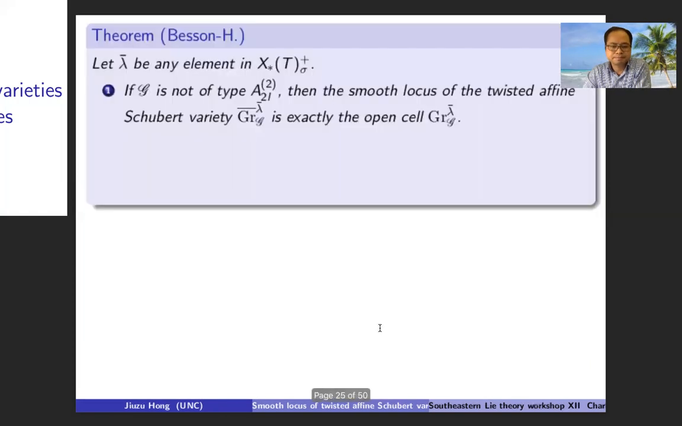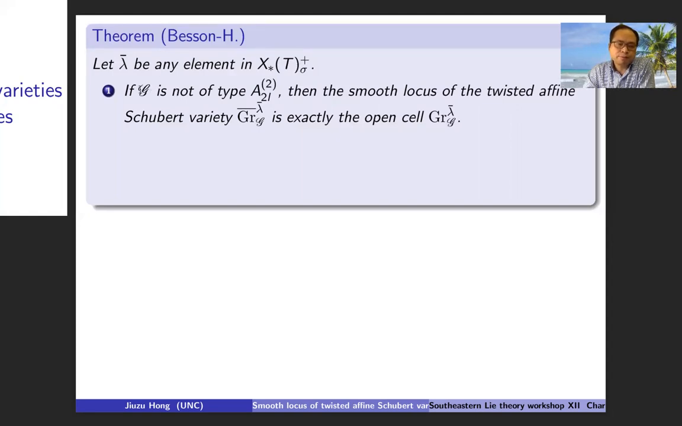Okay, so I can state basically the main theorem, I think one of the main theorems. So let lambda bar be any element in this X_*(T) plus sigma. Okay. So it's the image of a dominant coweight in here.